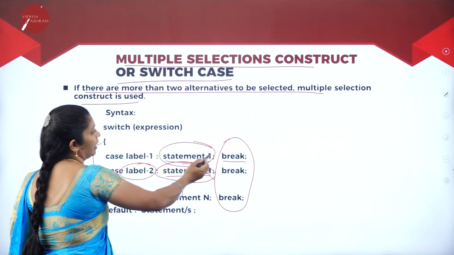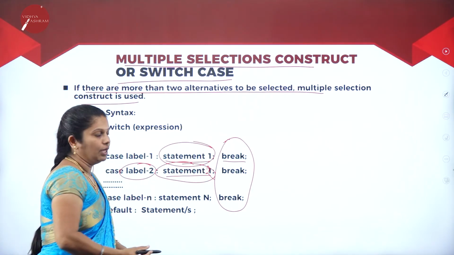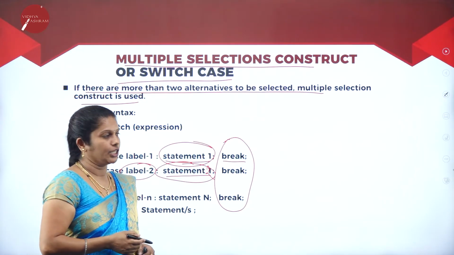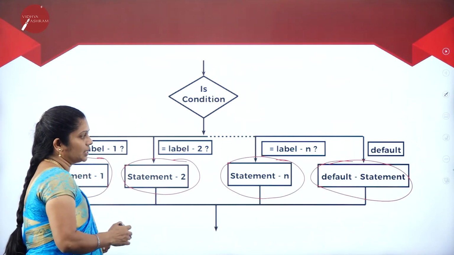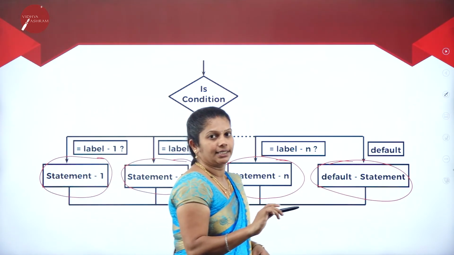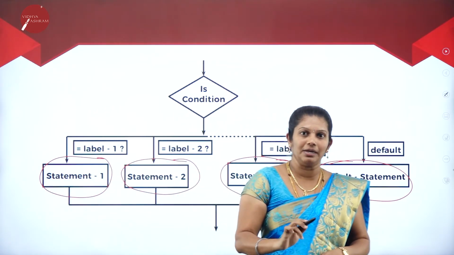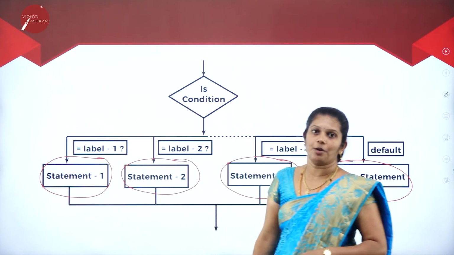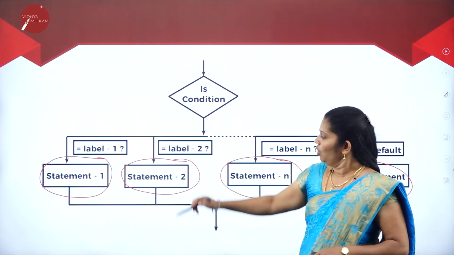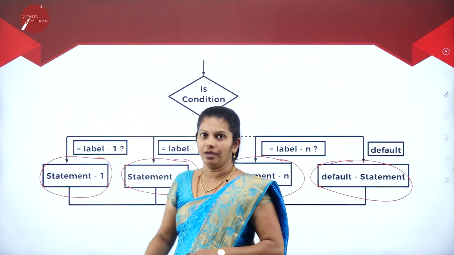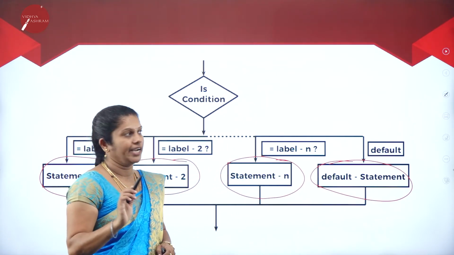If I do not use the break concept, then all the statements, one after another, will execute. It means that in a switch statement, only one condition is there, but multiple statements are there. Depending upon the label, that particular statement will execute. After executing that, it has to come out from the loop. This is regarding the switch statement.